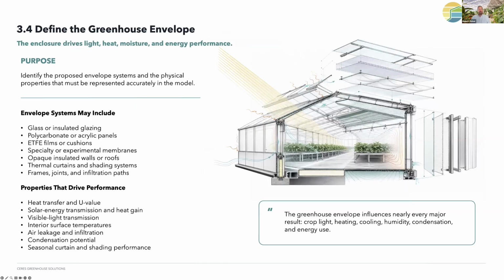The greenhouse envelope influences nearly every major simulation result. Is it glass, polycarbonate, acrylic, ETFE? Do they have insulated walls, shading systems, thermal curtains? All of this creates different behaviors. Each assembly has its own thermal characteristics, and those properties affect the crop light, the heating demand, the cooling demand, condensation and humidity risks, and also the energy use. So at this stage, we identify the proposed envelope and assemblies, and determine which physical properties must be represented accurately in the model. That ensures that the later system analysis is built upon a reliable foundation.